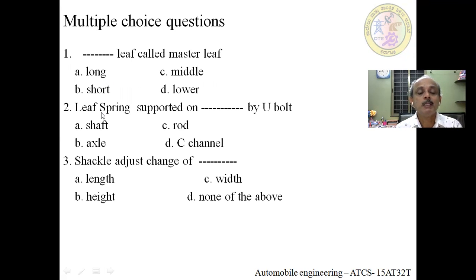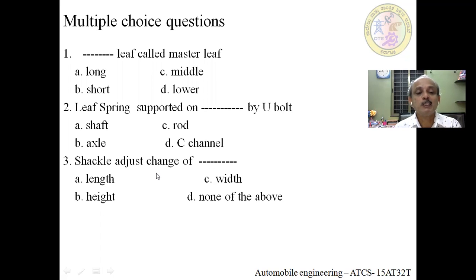Question number 2 is, leaf spring is supported on dash by U-bolt. Options are shaft, axle, rod, and C channel. The normal answer is, leaf spring is supported on axle, maybe a front axle or rear axle, by U-bolt. So the answer is B, axle.